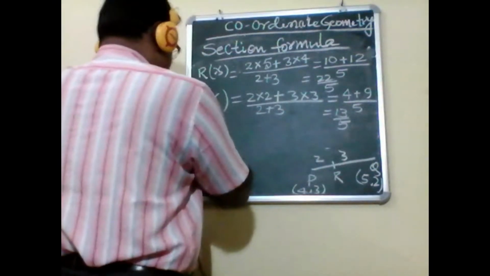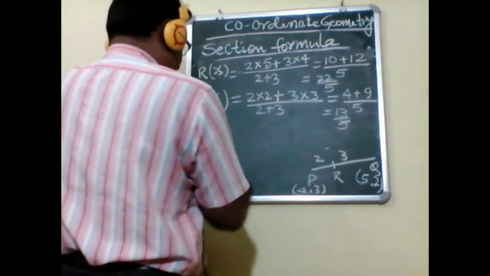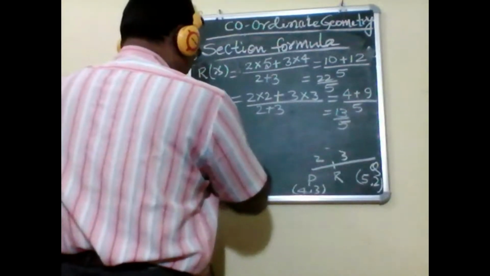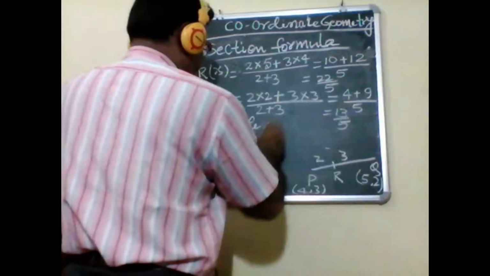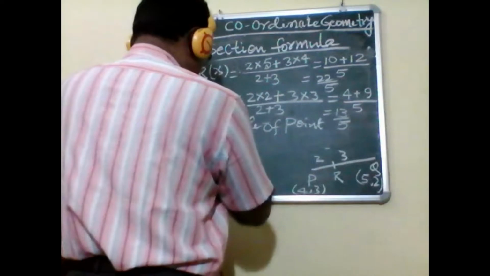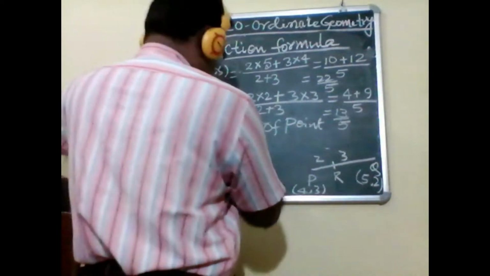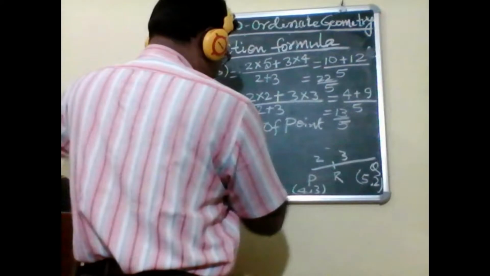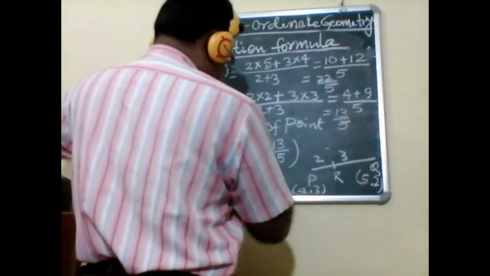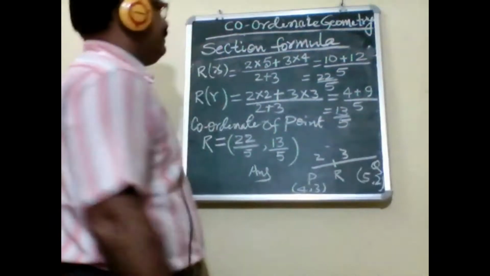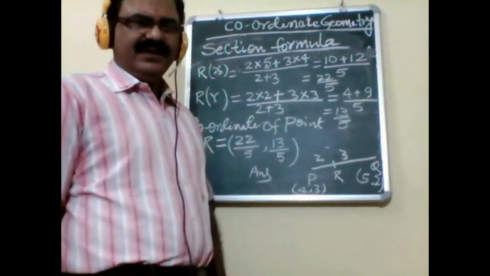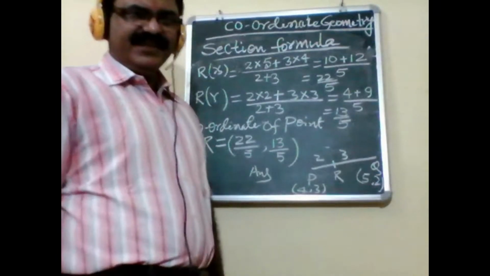So the coordinate of point R is equal to 22 by 5 and 13 by 5. This is the answer. So very easily we can solve the questions given in the NCERT book.